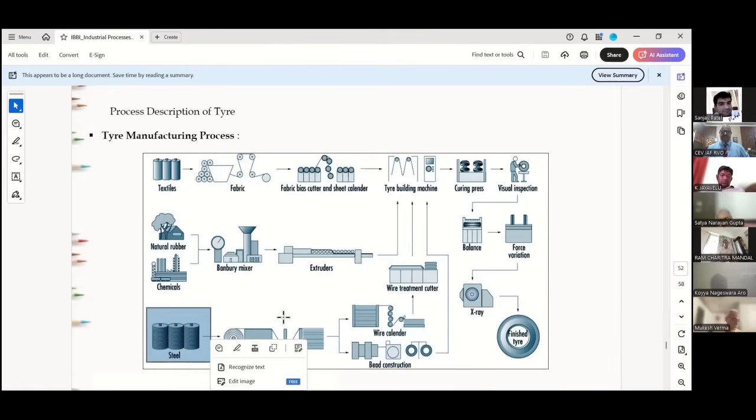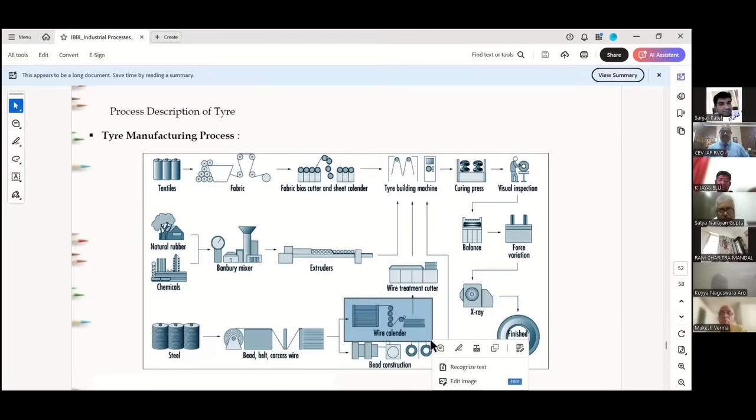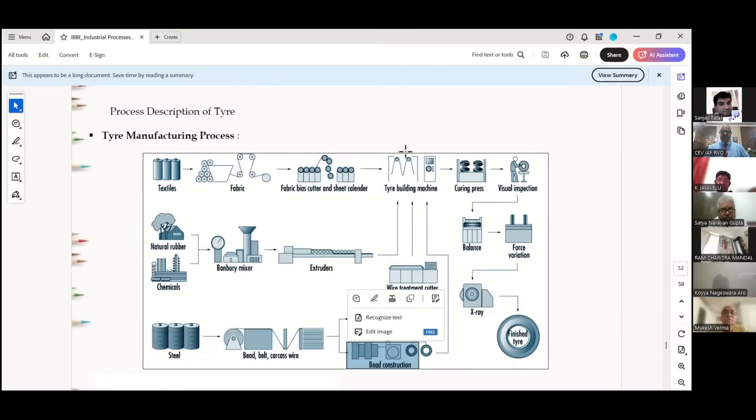The steel also will pass through the bead pit and car casing wire. So in the form of steel wires, again the required length and diameter will be set. It goes to the wire calendar. You know the function of the calendar: it will adjust your diameter. If the diameter is uneven, it will make it even and go for the tire construction. And these two inputs go to the tire building machines.